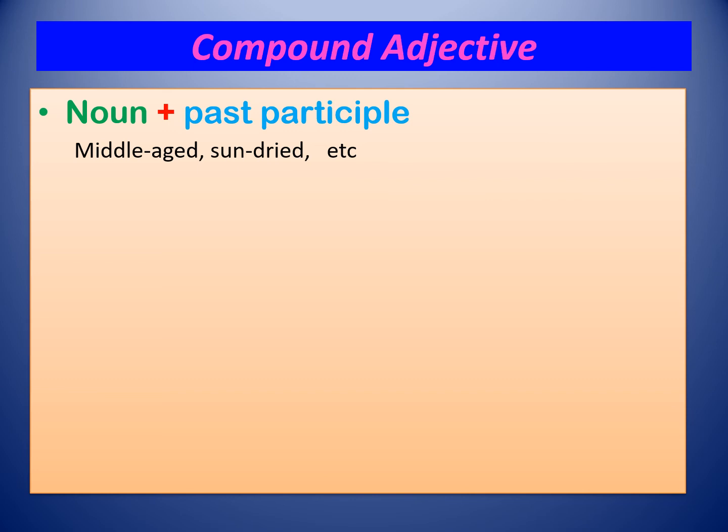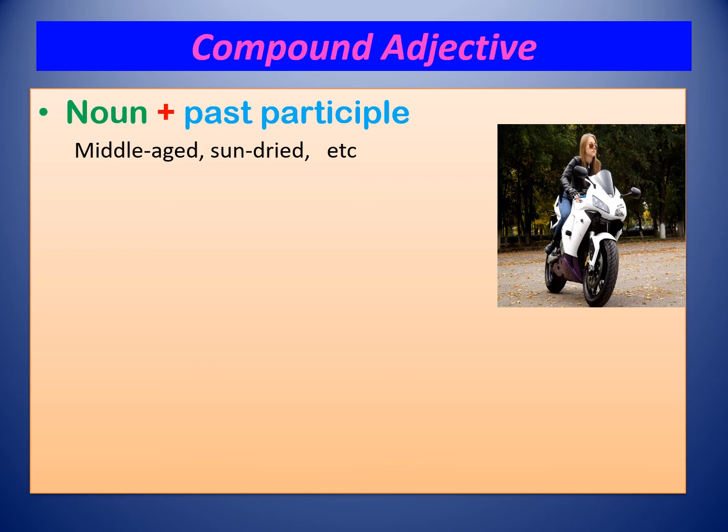Let us frame some sentences using these compound adjectives. I saw a middle-aged woman on bike. So here middle-aged is a compound adjective formed with a noun middle and past participle aged. So this compound adjective is modifying the noun woman.